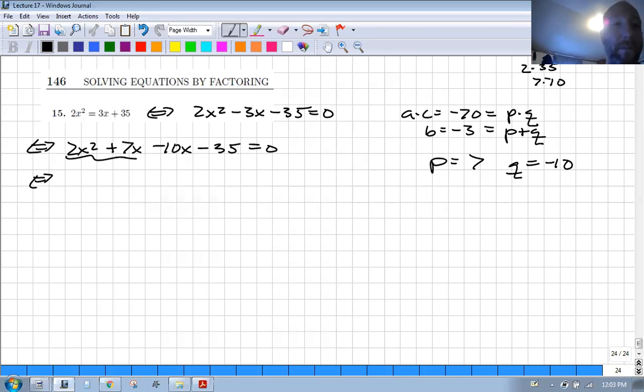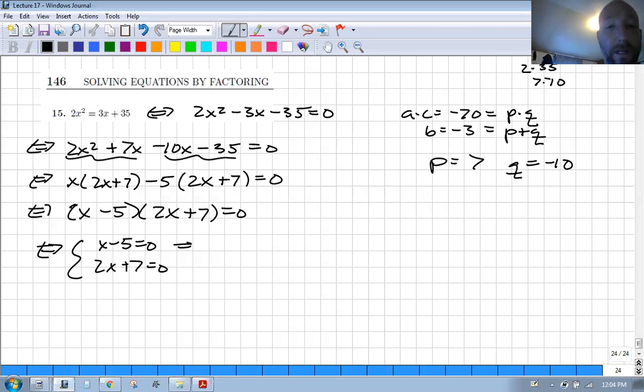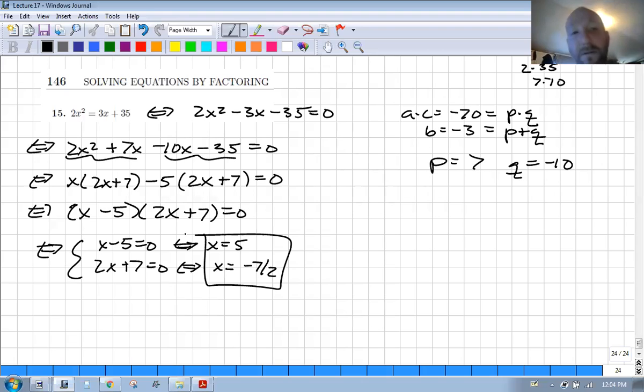Out of here, we can only pull out an x. We get 2x plus 7. Over here, we can pull out a minus 5. That gives me 2x plus 7 again. So we have x minus 5 times 2x plus 7. So either x minus 5 is 0 or 2x plus 7 is 0. So either x is 5 or x is negative 7/2. And there's our two solutions.